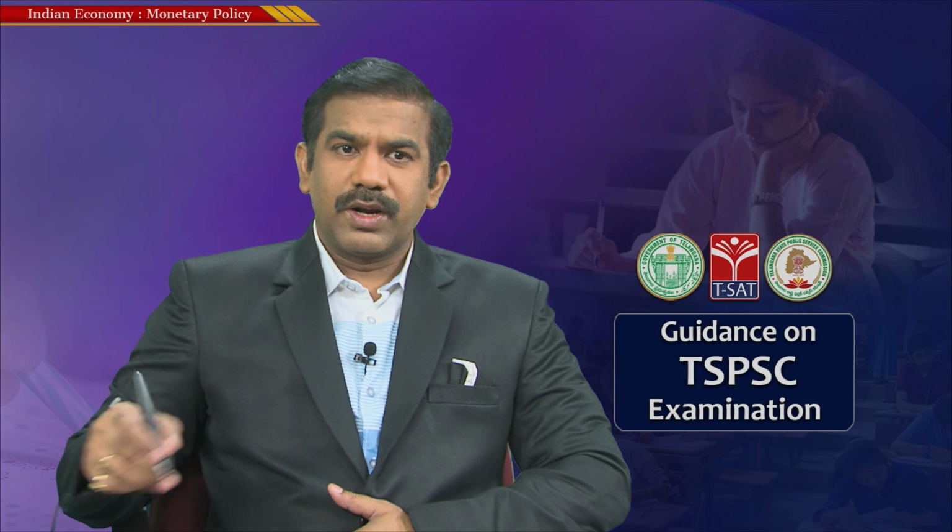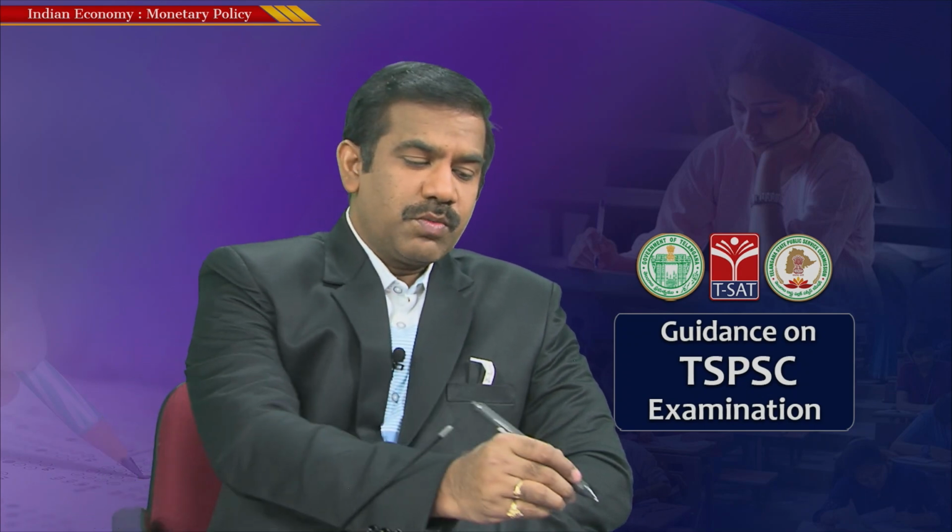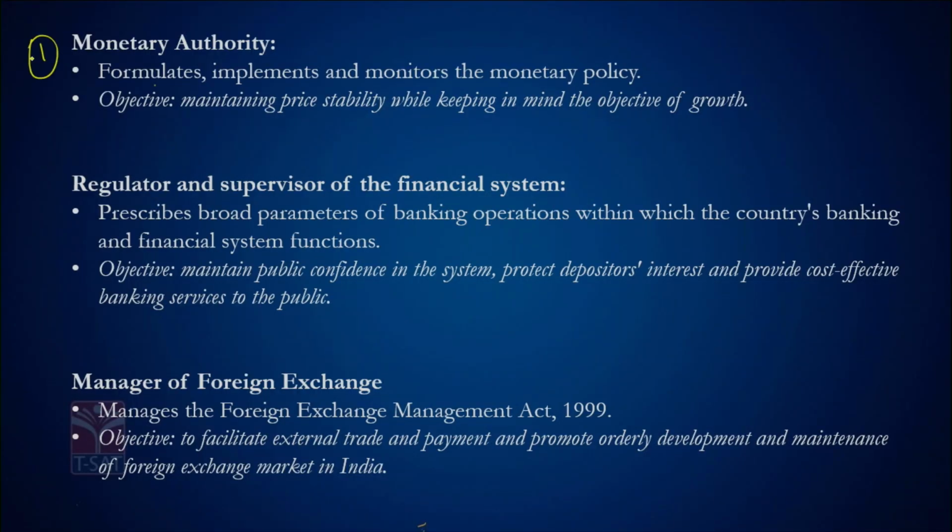So let's look at the various functions the RBI performs in an economy. The first and foremost function, as we already discussed since the beginning of this session, is what we are trying to understand. One major responsibility of the RBI is that it formulates, implements and monitors the monetary policy. So the responsibility is to formulate the monetary policy, implement it and monitor it, I mean review it once in a while.